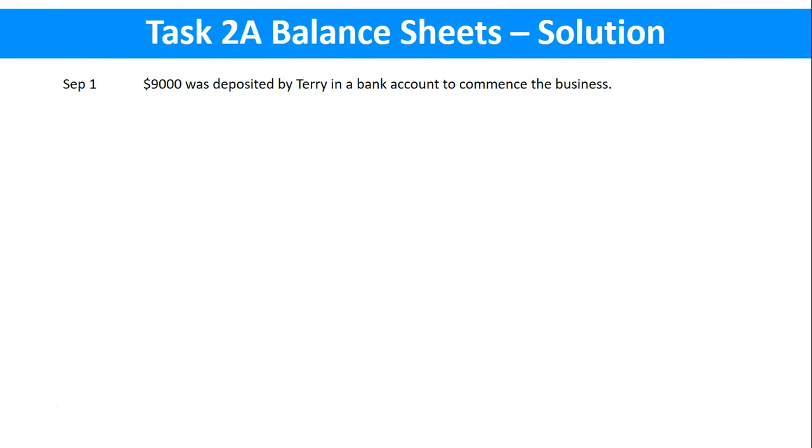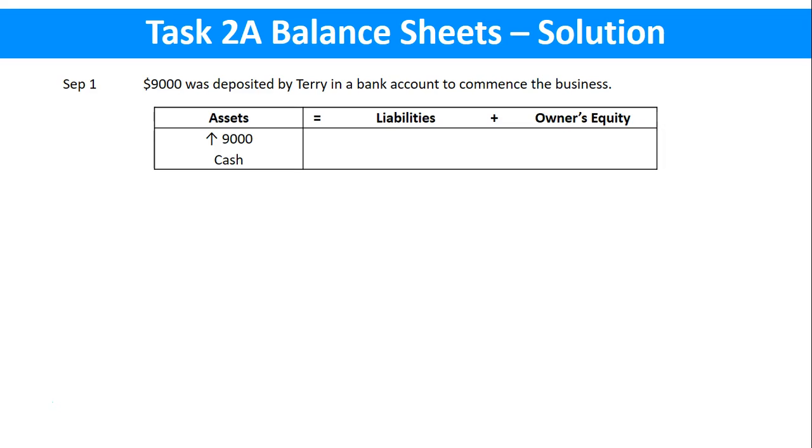Let's get started with this business that we've been given the data for. September the 1st, $9,000 was deposited by Terry in a bank account to commence business. So let's do the accounting equation bit first. Assets are going to go up $9,000 called cash. And when you give the business money, that's called a capital injection or a capital contribution. So owner's equity called capital would go up $9,000.